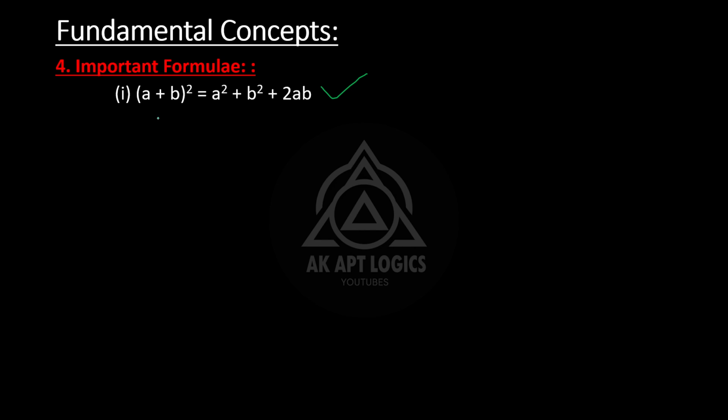Next, (a minus b) whole square is equal to a square plus b square minus 2ab. This is also most important while solving numerical problems which have a large amount of data at that point of time. It's very useful for us.